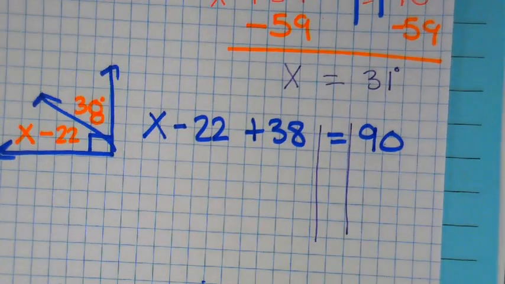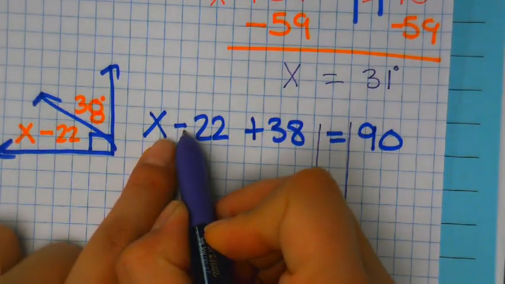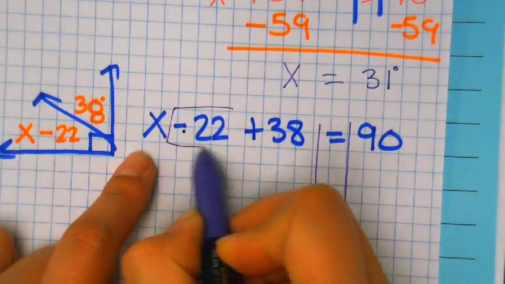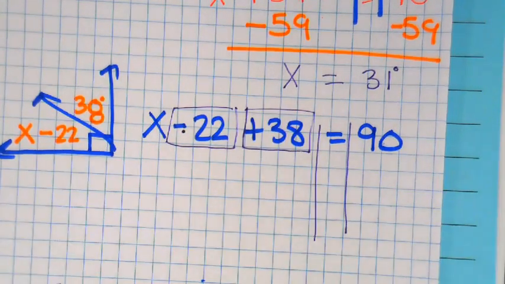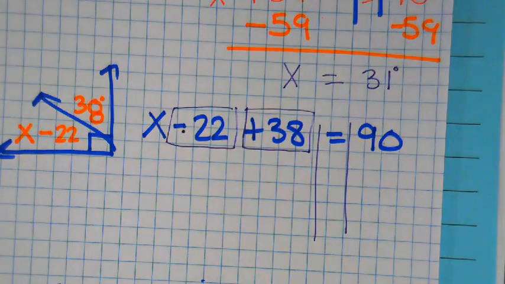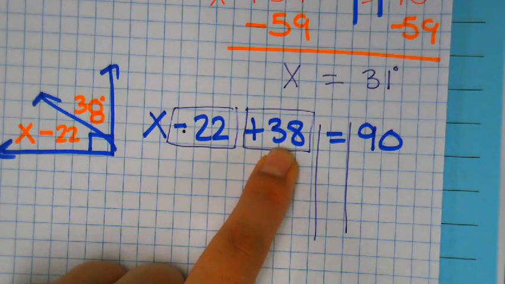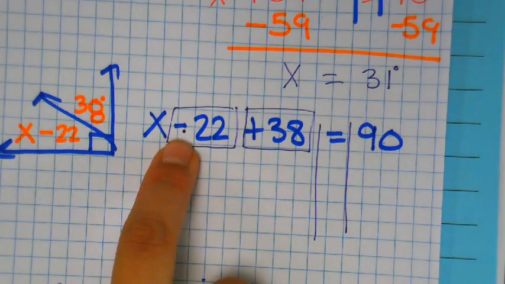Okay. Now this is where it gets tricky. Because this is a minus, right? So it's a minus 22 and a plus 38. Can I just add those two together? No, because this is a minus 22, so like a negative 22, and this is a positive 38. So you see how you can't just put them together?